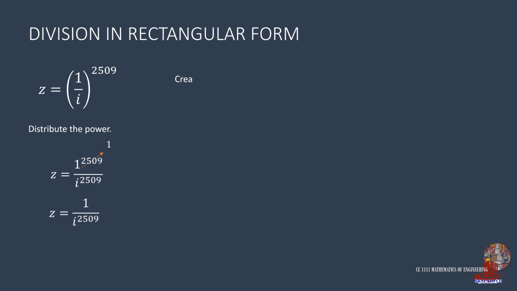Next is to convert the exponent of i into an even number. Thus, we factor out 1 i, giving z as 1 over i times i raised to 2,508. You already know that i squared is negative 1. So i raised to 4 is just like i squared times another i squared, which is then negative 1 times negative 1, which is eventually positive 1.